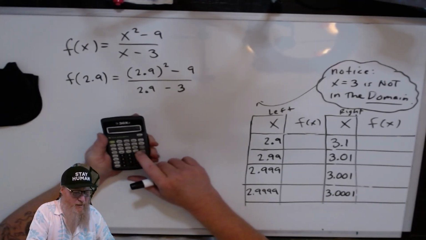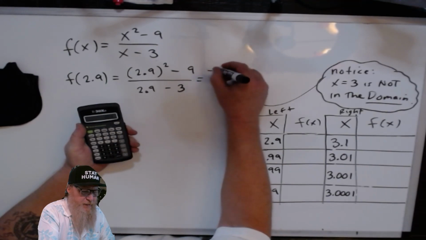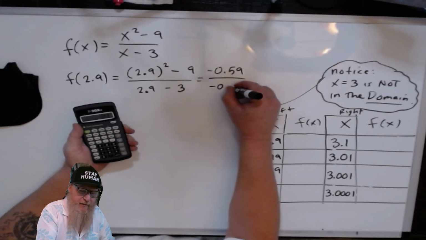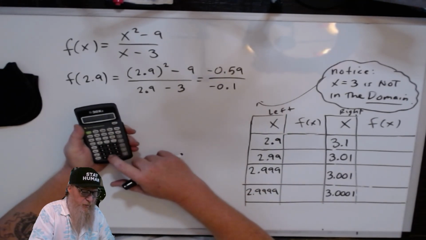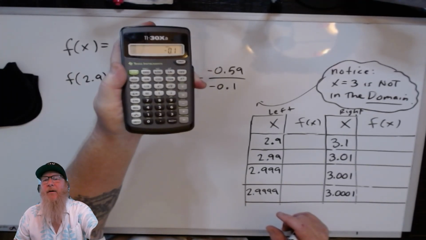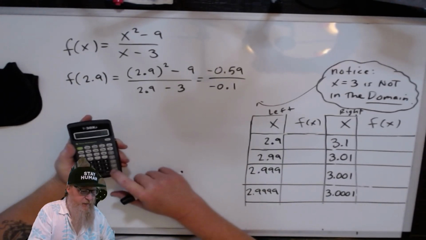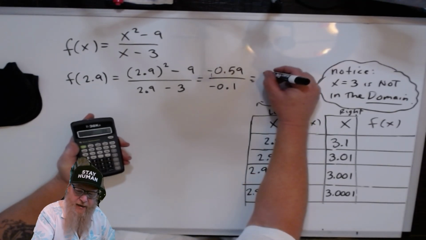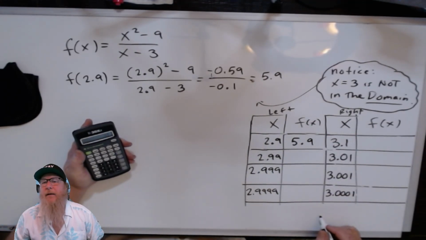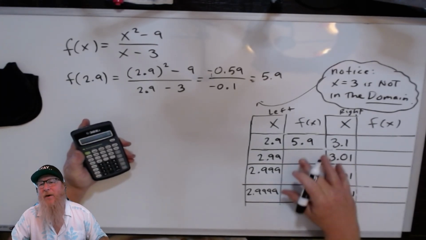So 2.9 squared minus 9 is negative 0.59. And then 2.9 minus 3 is negative 0.1. You don't really have to do that on a calculator. So you get negative 0.1, and then divide that, and you're going to get 5.9. Positive. Negative divided by a negative becomes a positive. 5.9. You can start guessing if you want, but I do want to see correct numbers.